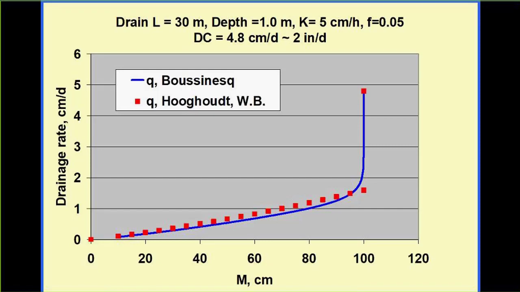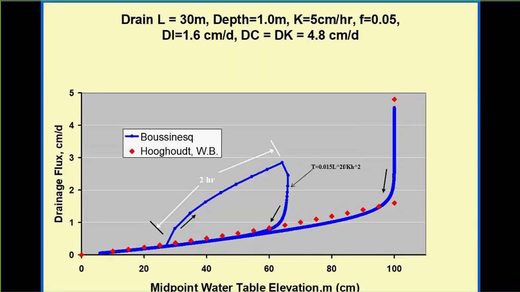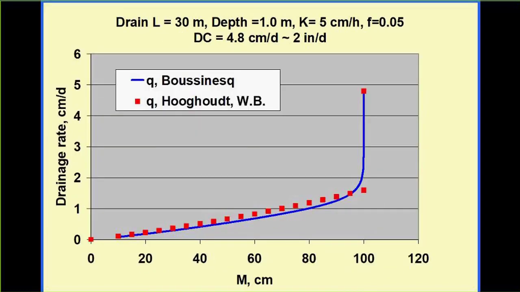Here's what would occur based on theory. The Hooghoudt equation gives the red dots, and I won't write up the Hooghoudt equation. I don't have time to do that. The blue curve is the solution to the Boussinesq equation. It considers the transients, without going into it in more detail. It predicts the water table shape with time, so you can see it fall.